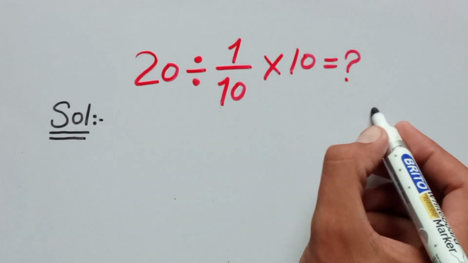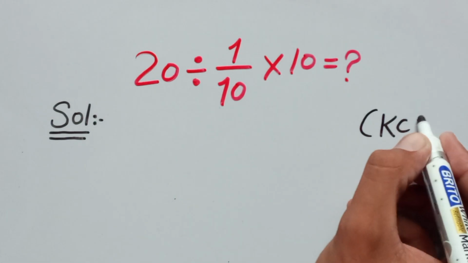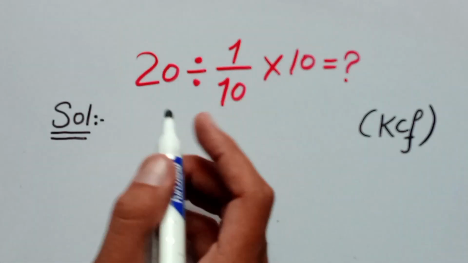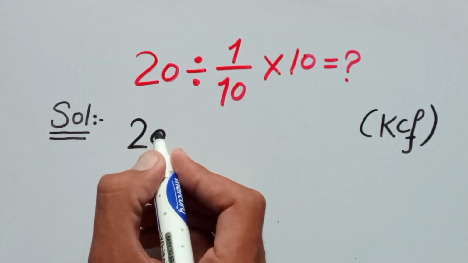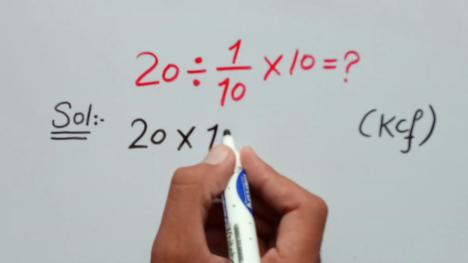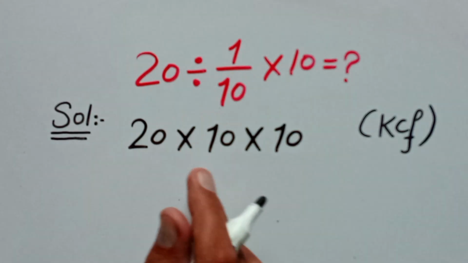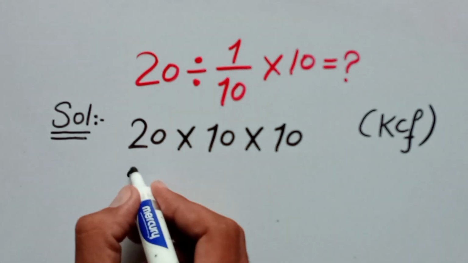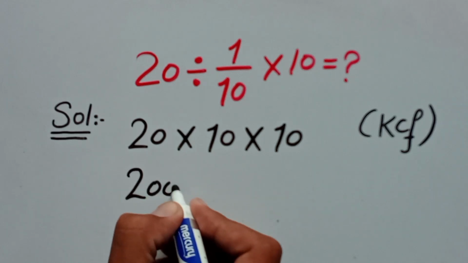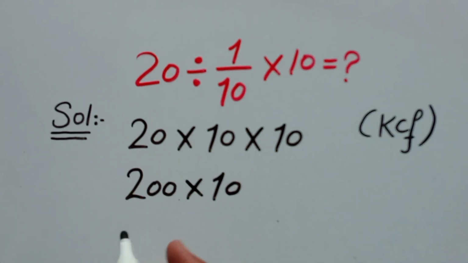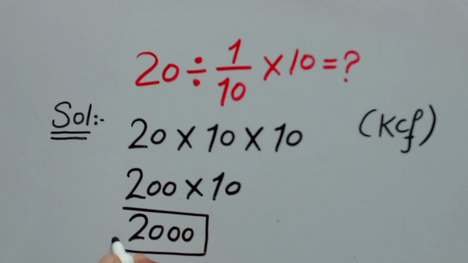So according to the KCF rule, where K stands for keep, C stands for change, and F stands for flip, we can write it as 20 times 10 times 10. Okay, now 20 times 10 is equal to 200, times 10. 200 times 10 is equal to 2000. Guys, this is the final answer of this expression.